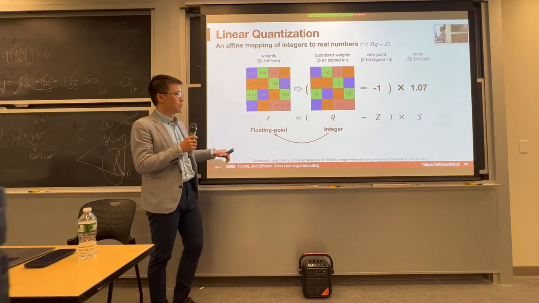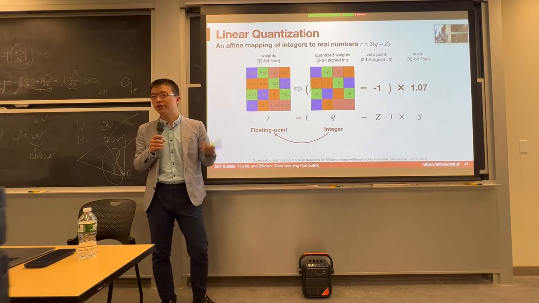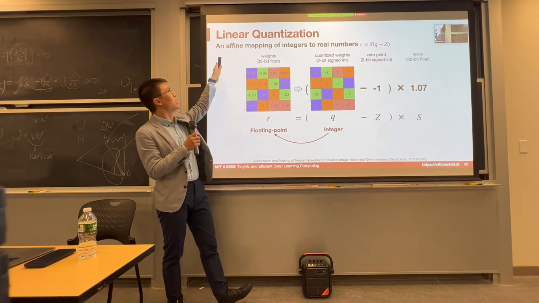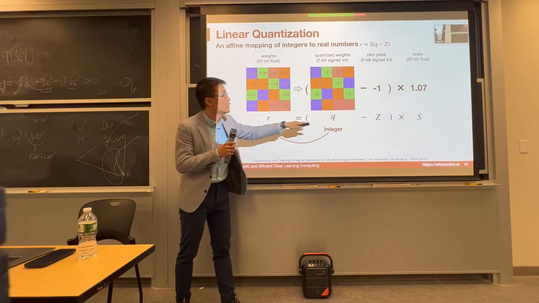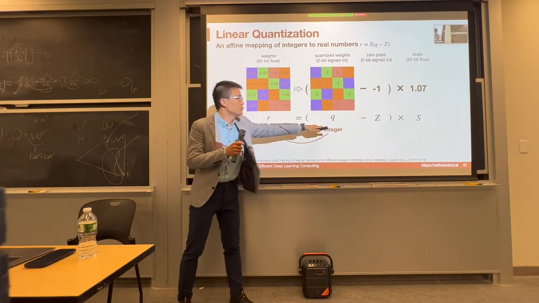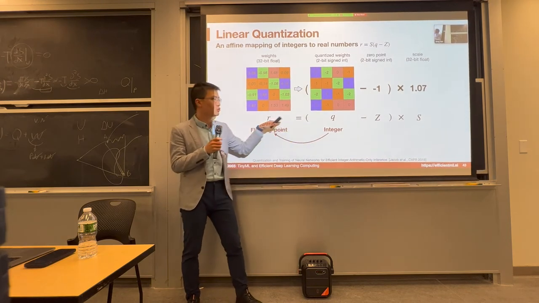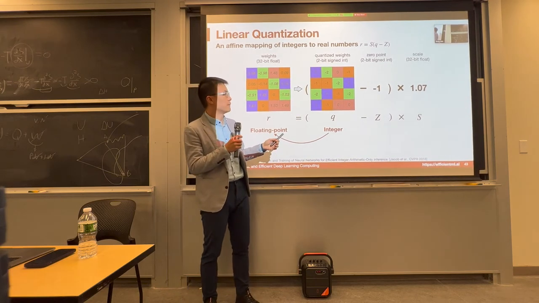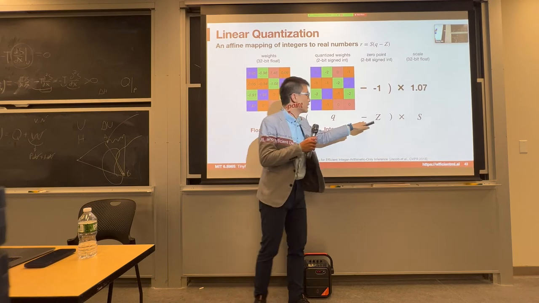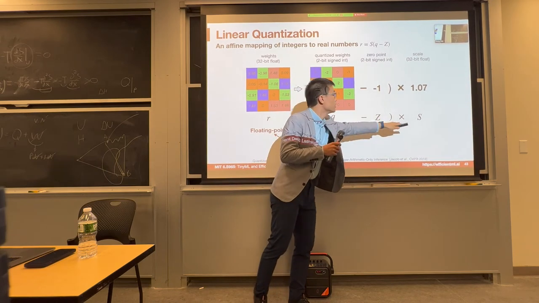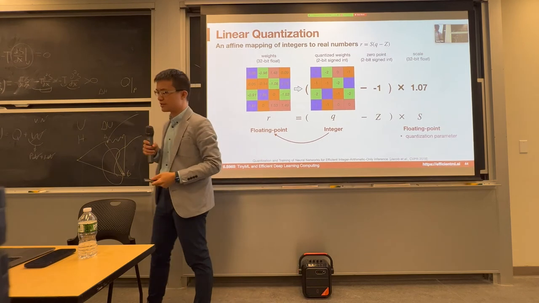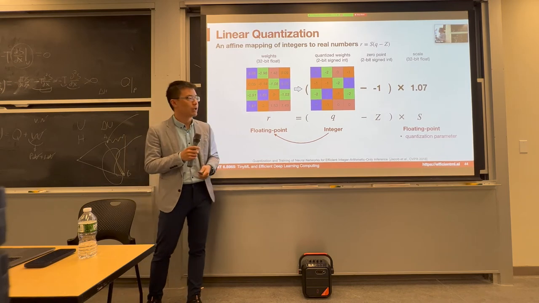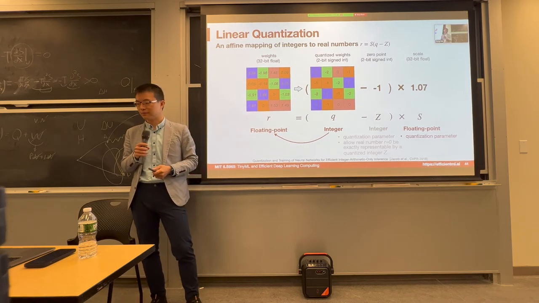Okay, so we have this equation where we want to have this linear projection from this integer weight to this floating point. Okay? So this is a mapping of integers to a real number, from Q to R, from quantized to real. We are going to use this notation throughout this lecture. So we are going to have this linear mapping by subtracting a zero point and scaling it by a factor of S. The S is a floating point number, which is a quantization parameter that you can define ahead of time.